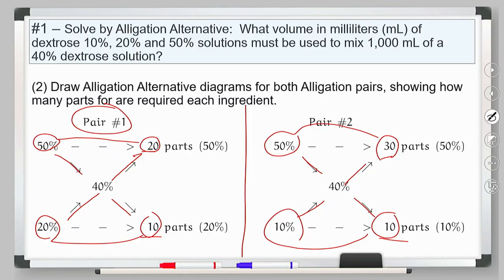This 10 parts goes with the 10%. Now in the end, does 50% have parts from this alligation and this alligation? Did we use it twice? Yes. So we're just going to add the parts together. The parts from the left go with the parts from the right. So in one sense, we have 20 parts from pair 1, 30 parts from pair 2.